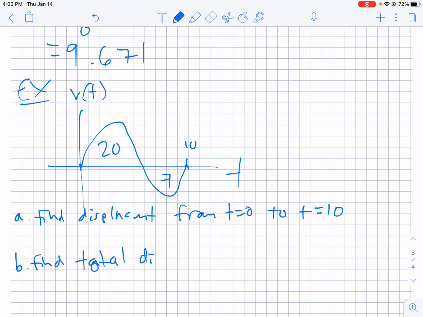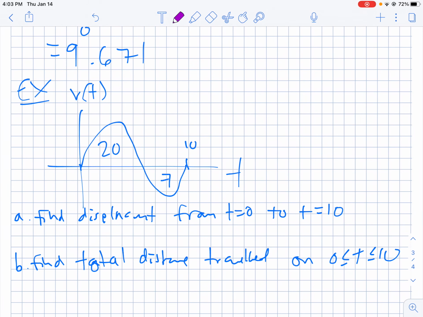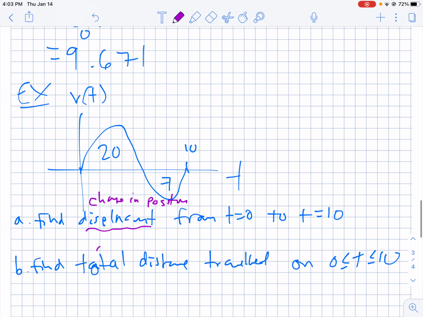And the total distance traveled on the interval from 0 to 10. And these are actually two different problems. Now, the first one, A, that's something you guys could have done a couple days ago. So a displacement, remember, is just a change in position. And all we have to do there is just integrate the velocity from 0 to 10, and that'll tell me how much the position changed. So if I integrate the velocity, I have 20 above the graph, I have a negative 7 below the graph, so that's 13.